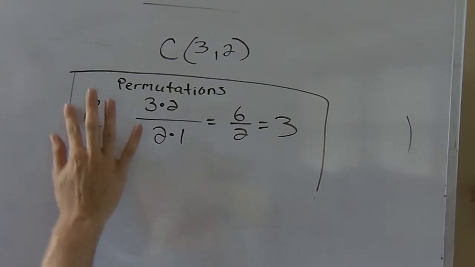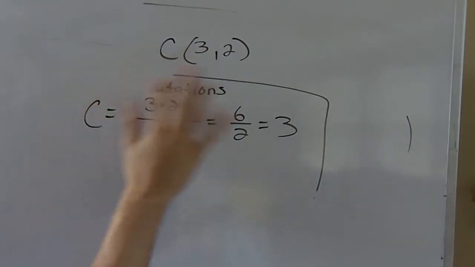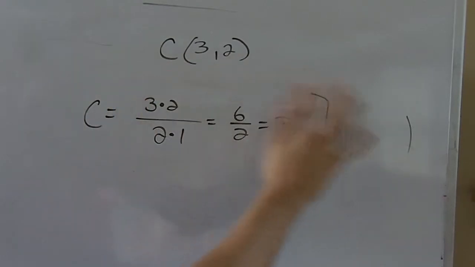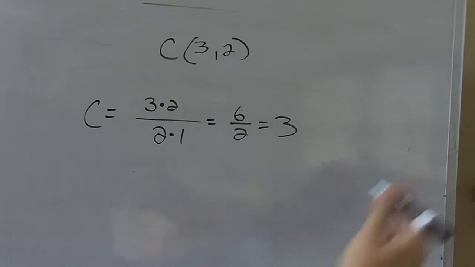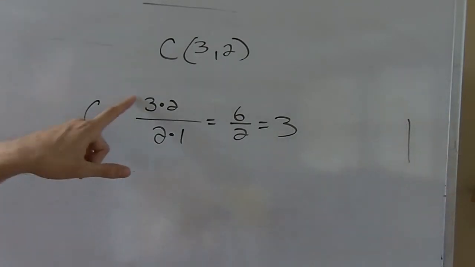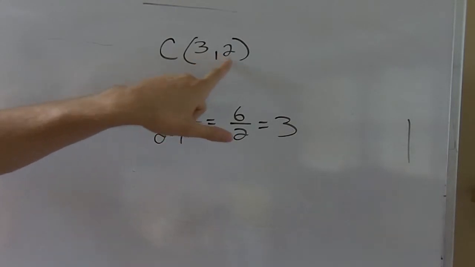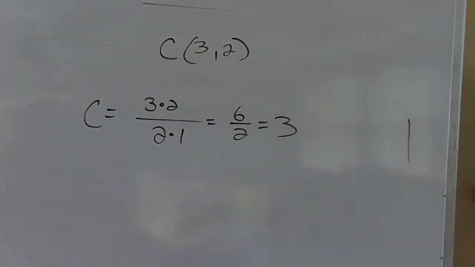So why does this work? What is going on here? Well, what do permutations do? Permutations, which is this top number, the permutation of three things taken 2 at a time, is giving you all of the different possible outcomes. It's giving you all the different combinations.